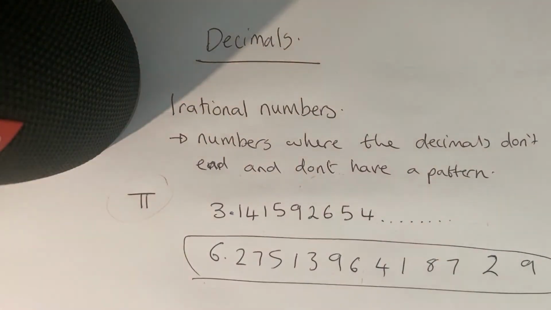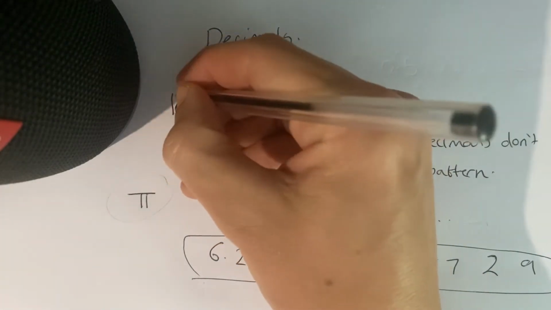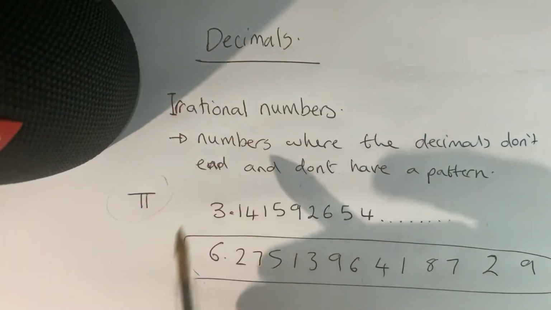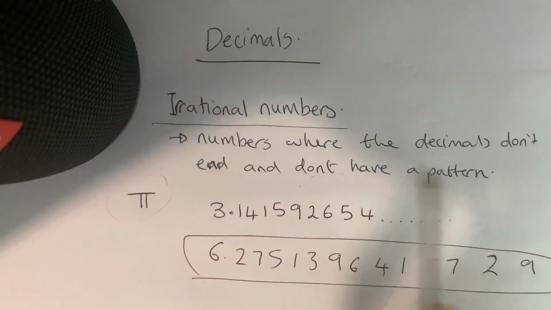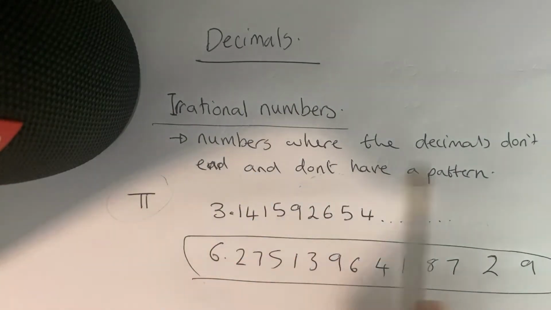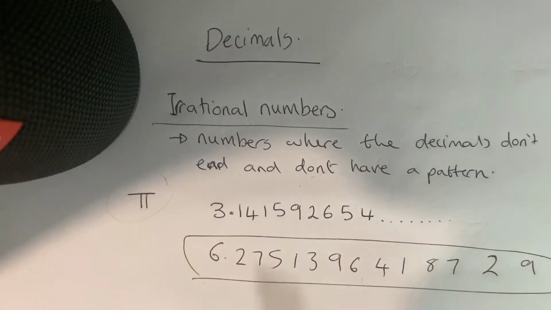I should probably check the spelling on irrational, because I do believe it might actually have two R's, but I can never remember. Yes, it does. Irrational numbers, sorry about that. So irrational numbers does have two R's. Irrational number, okay, and it's numbers where the decimals don't have an end and they don't have a pattern.